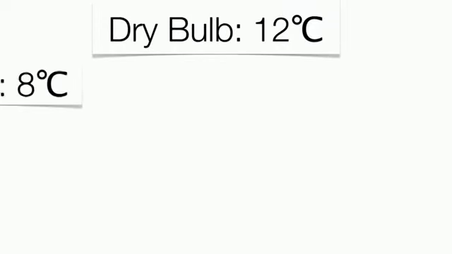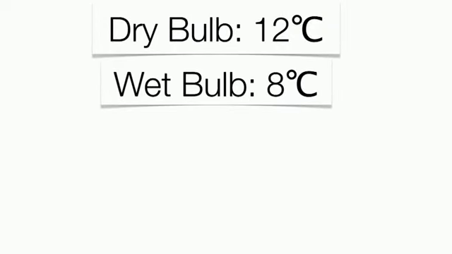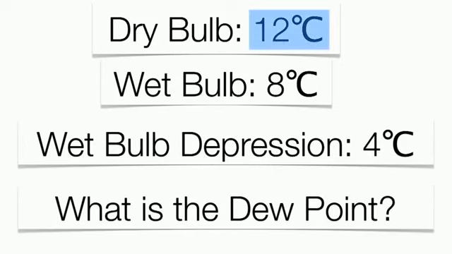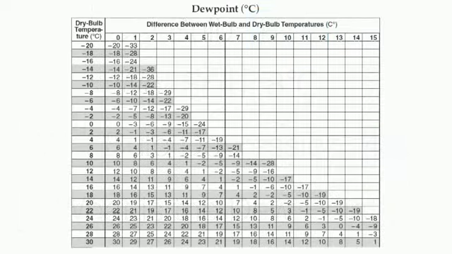You have a dry bulb of 12, wet bulb of 8. You take those two temperatures and you subtract them, you get a difference of 4. You're now going to use the dry bulb and the difference to get your dew point. So let me show you. You find your dry bulb of 12, you find your difference of 4. You bring the dry bulb across, you bring the difference down, where they both intersect, that's going to be your dew point. Now you see here that you have a dry bulb of 12 and a dew point of 4.